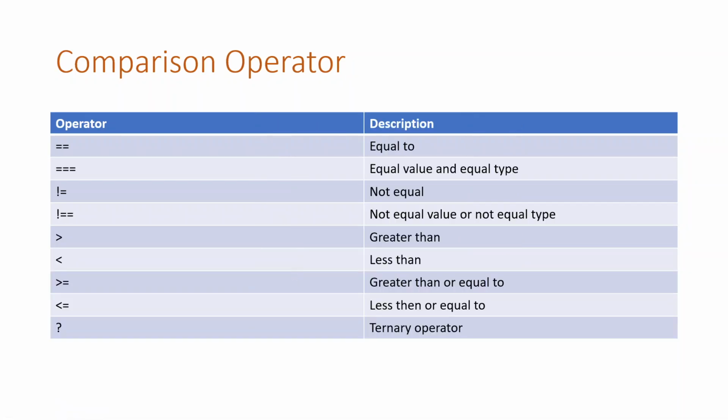Next is the comparison operator. These provide a boolean value, true or false, and are used to check a condition. The symbols are mainly double equal to, triple equal to, not equal to, not double equal to, greater than, lesser than, greater than equal to, lesser than equal to, and question mark, which is used for the ternary operator.